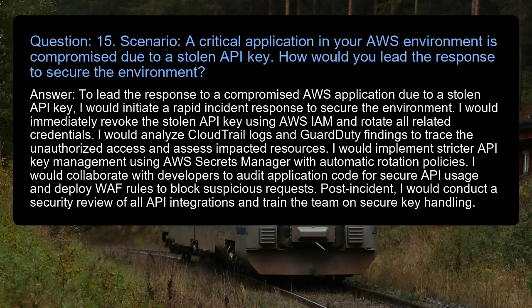I would immediately revoke the stolen API key using AWS IAM and rotate all related credentials. I would analyze CloudTrail logs and GuardDuty findings to trace the unauthorized access and assess impacted resources. I would implement stricter API key management using AWS Secrets Manager with automatic rotation policies. I would collaborate with developers to audit application code for secure API usage and deploy WAF rules to block suspicious requests. Post-incident, I would conduct a security review of all API integrations and train the team on secure key handling.